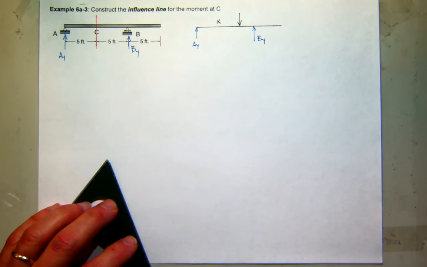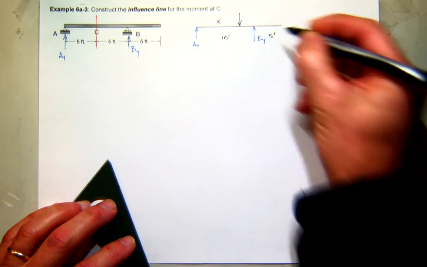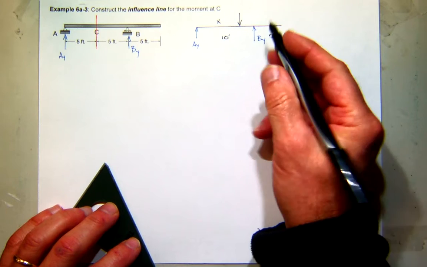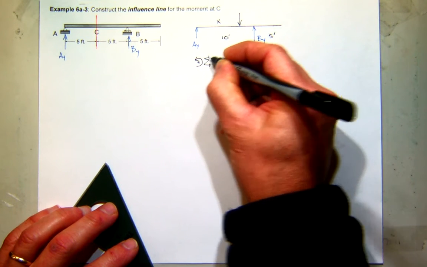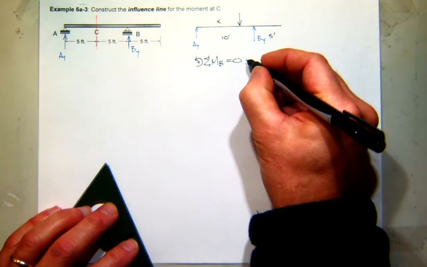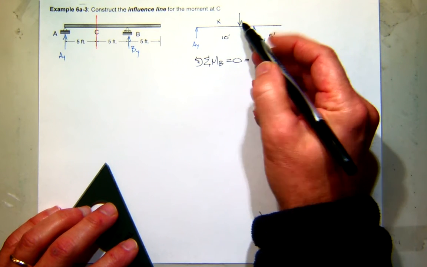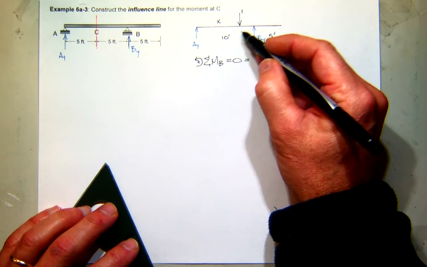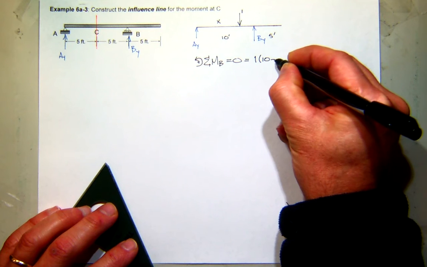Let me put some numbers here. This is 10 feet, and that overhang is 5 feet. So I'm trying to find AY, so I'll probably sum moments at B. So let's do that. So we're going to sum moments at B, make sure it's in equilibrium. So about B, what's the distance from B to the unit load? 10 minus x. And what kind of moment will that create in this position? Positive. So we'll say 1 times 10 minus x.